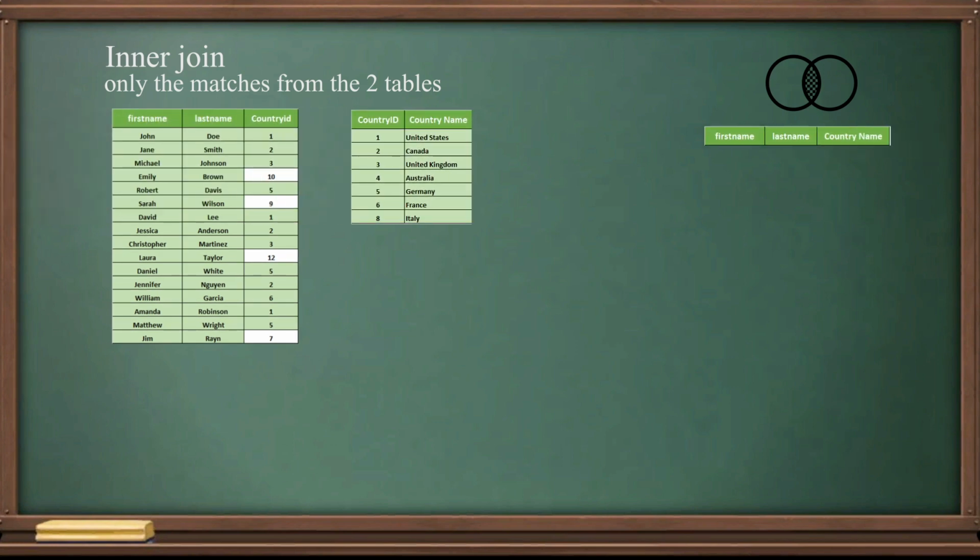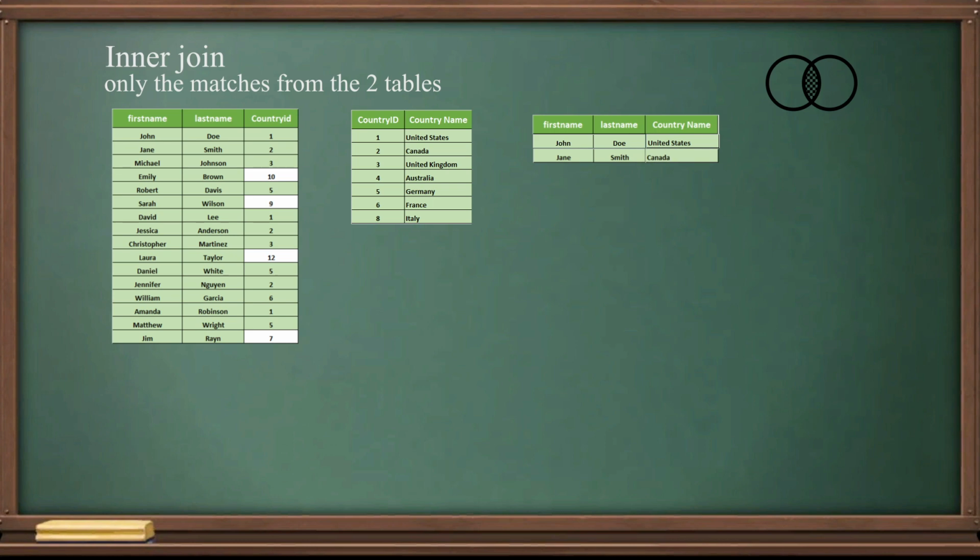It starts with the data from the left table. Search for a match on the right table. And if we have a match, it collects the data first name, last name from the left table and the country name from the right. If we have not a match, it returns nothing.